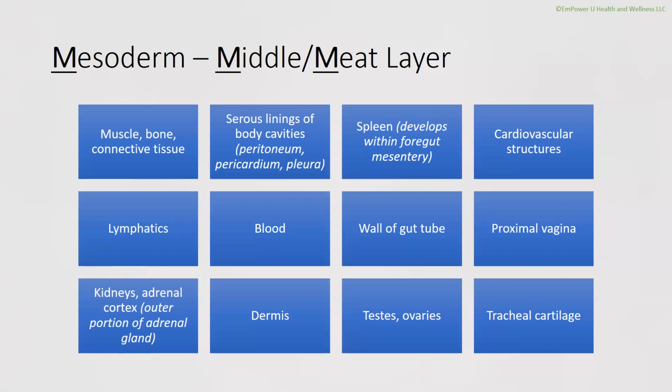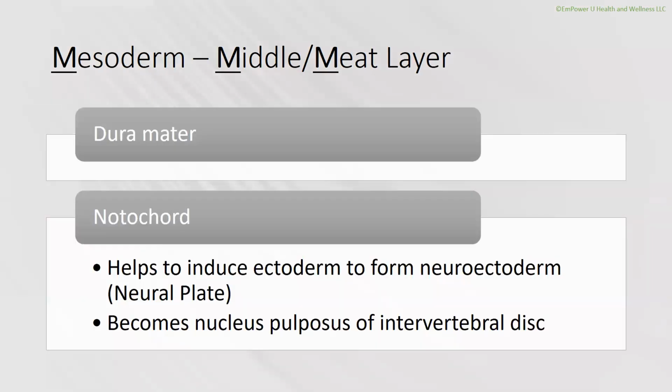Lymphatics and blood, mesoderm. The wall of our gut tube, mesoderm. Proximal vagina, not external, proximal, mesoderm. Kidneys, the other parts of the adrenal cortex, the dermis, testes and ovaries, and tracheal cartilage, all mesoderm, middle meat tissue. We also have our dura mater, the one meninge that was not ectoderm, and that's mesoderm. And then we have the notochord.